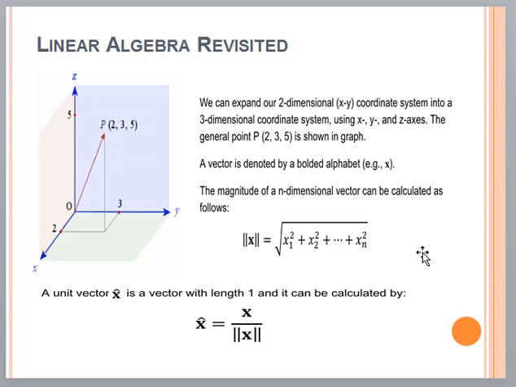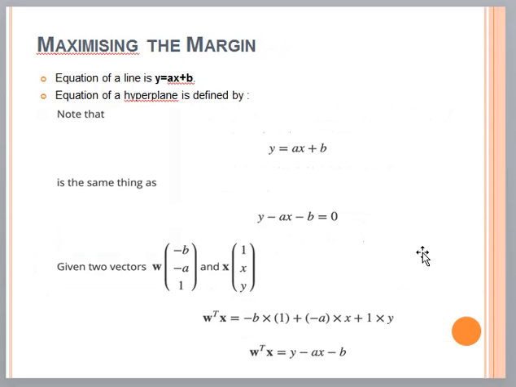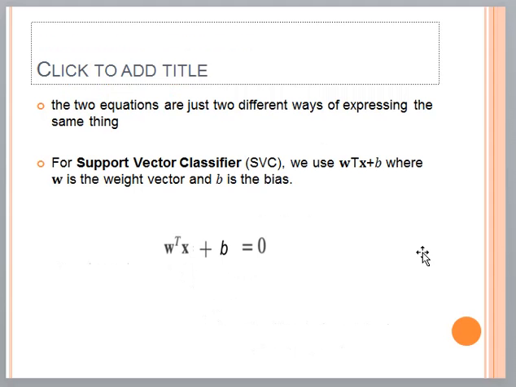Then we further discussed some mathematical concepts of the support vector machines. For that mathematical model, I gave a revision of the basic concepts of linear algebra, in which we saw how we can calculate the magnitude of a vector. Then we saw what a unit vector is and what the relationship is between a unit vector and the magnitude of a vector. And then we also saw how we can calculate the equation of a line, and then the equation of a hyperplane, and what the relationship is between these two equations.